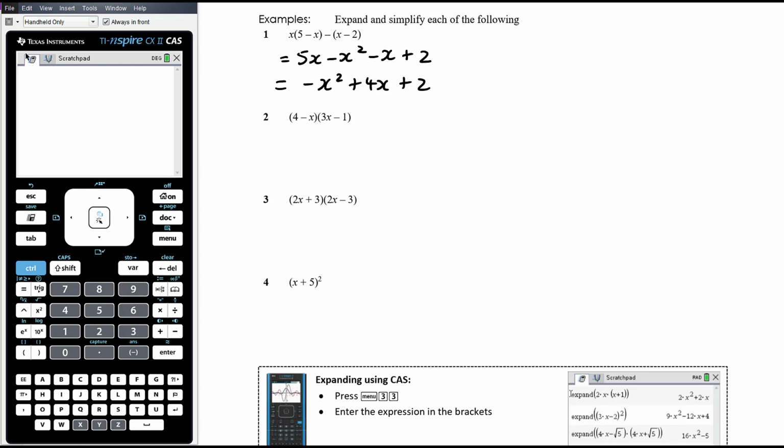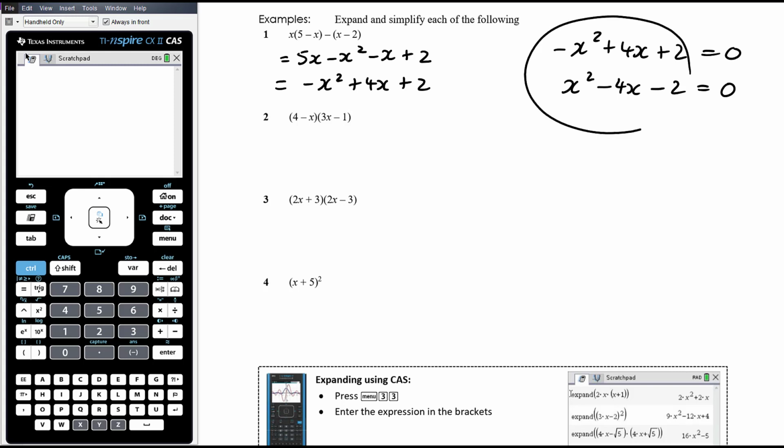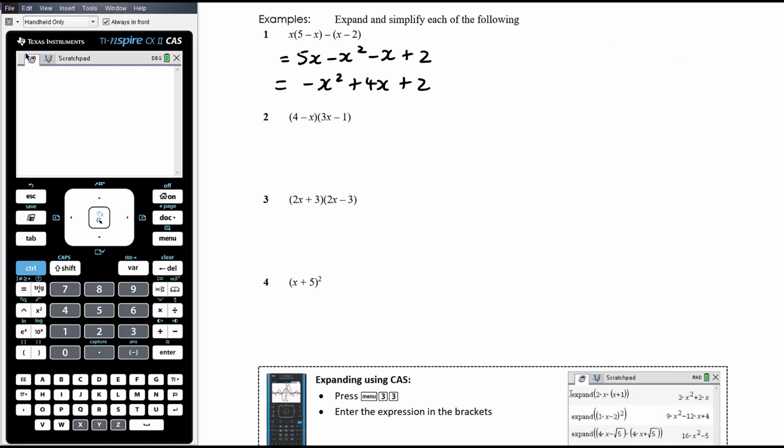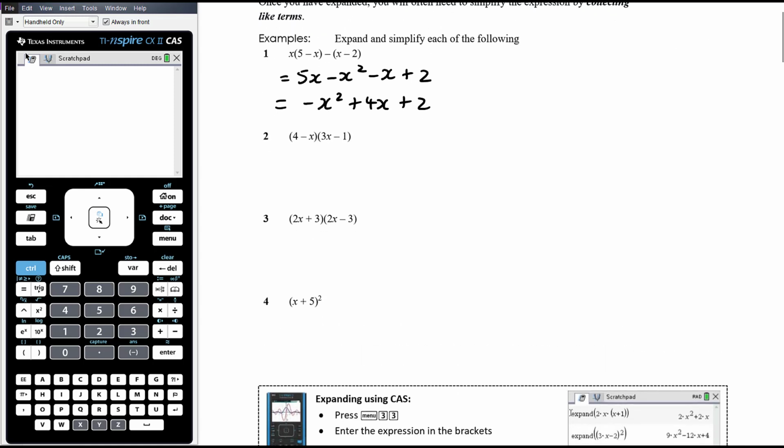If this was an equation, if you were solving negative x squared plus 4x plus 2 equals 0, then an equivalent equation to that is this equation, because you've multiplied both sides of the equation by negative 1. But these two things aren't equal to each other. You've just made two equivalent equations, so it's really important that you understand that distinction. I find students frequently try to do that.